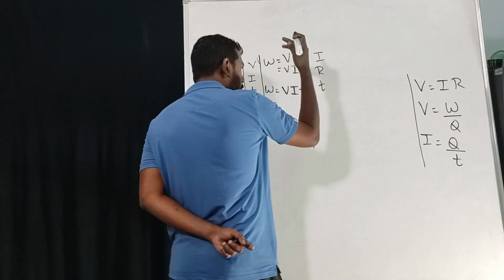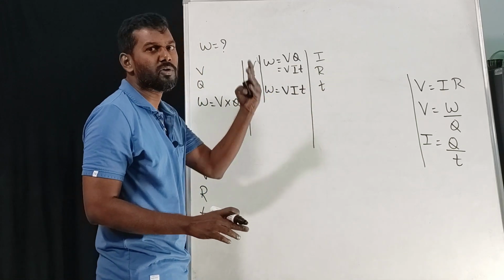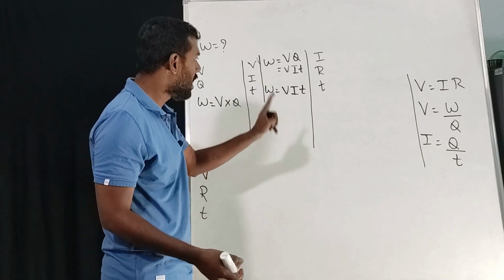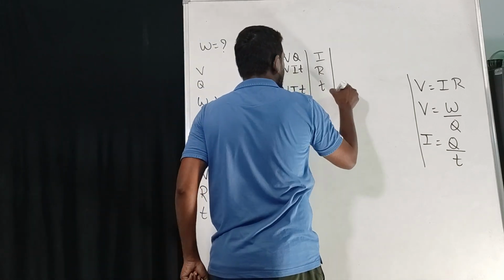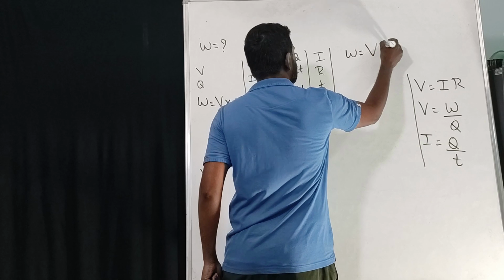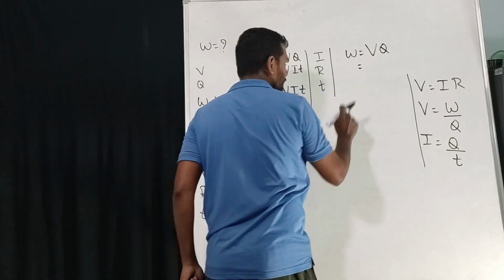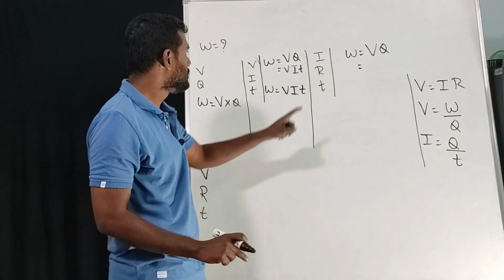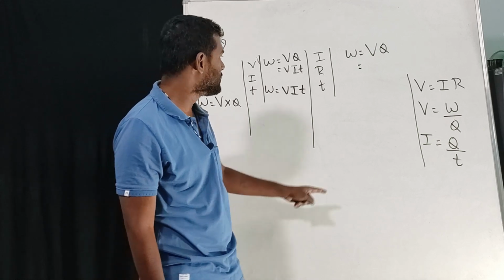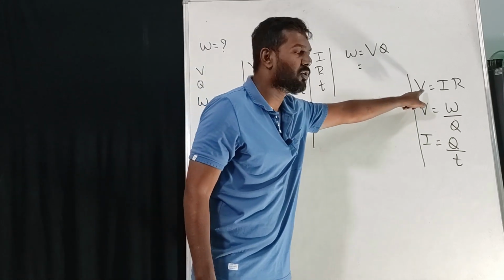Now, if voltage is also not given, and Q is also not given, how to find it? Always write the basic formula. We don't know the value of V, correct? So how can we find the value of V? Using I and R, using Ohm's law, correct?